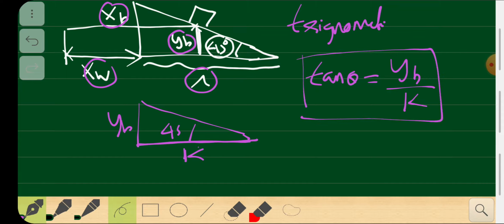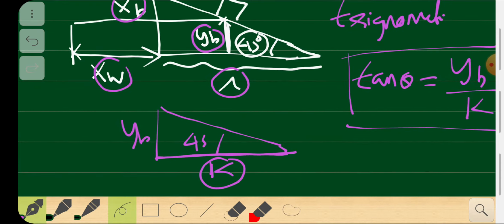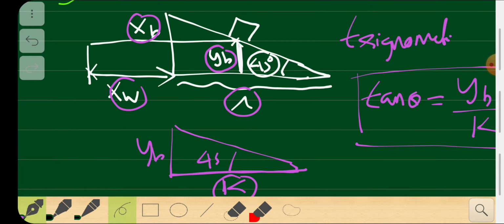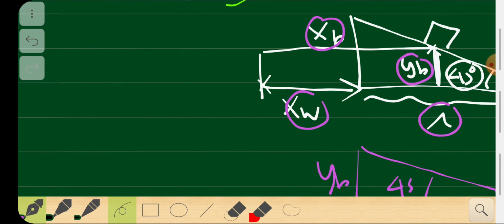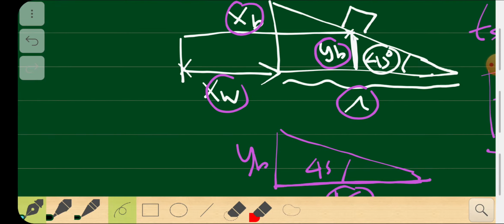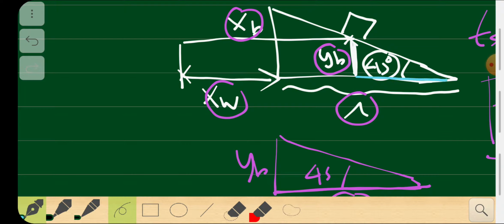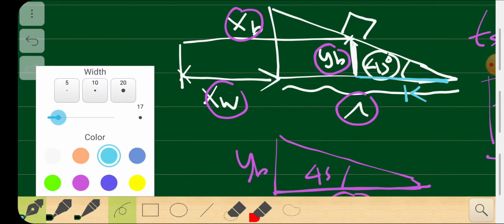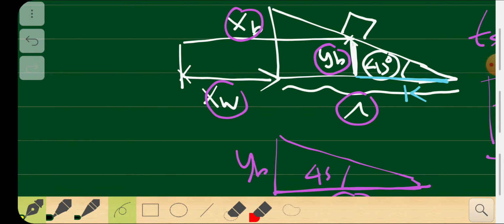So what is k? I need to know k for that. I have to measure k. How can you connect k with the rest of these things? For that I can use a simple principle, a simple idea. This distance is k. K will be this distance, the total distance, minus this distance.